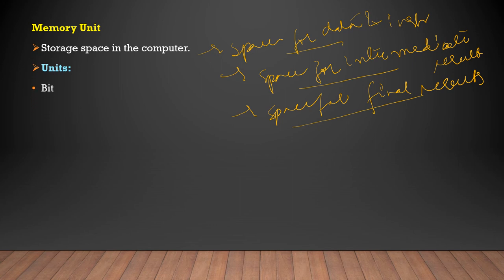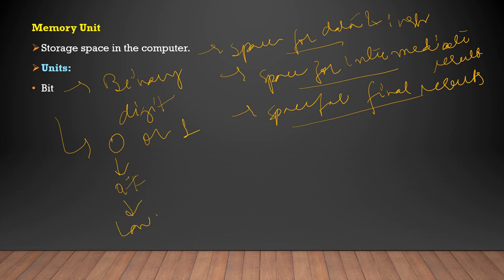First is the bit. A bit is an elementary unit of memory. It is the shortest form of binary digit. A bit can be either 0 or 1. 0 for off, that is low voltage, and 1 for on, that is high voltage. Data in computer are stored in the form of strings of zeros and ones.